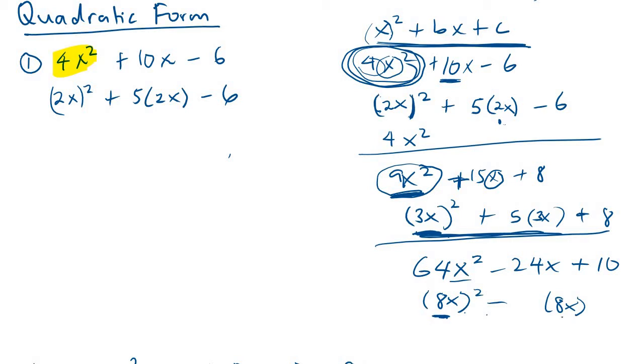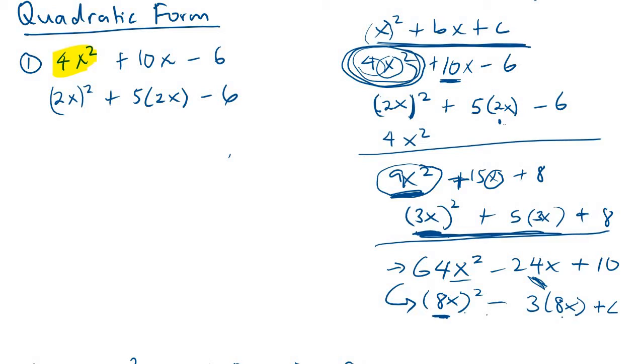So 8 times something will give me 24. I want 8 times something to give me, that will be 3, because 3 times 8 is 24. And the c time I don't touch. So I have taken time to explain to you how to change any problem now to quadratic form. So that's what we have just done in example 1.